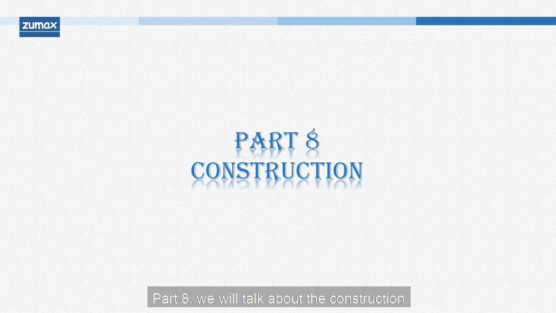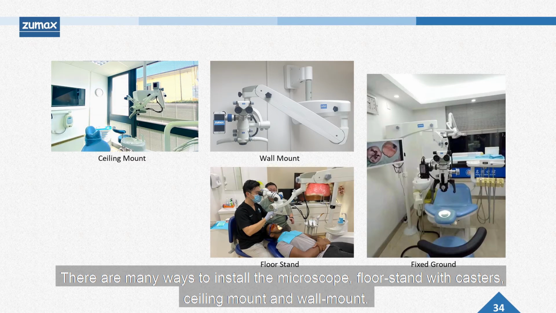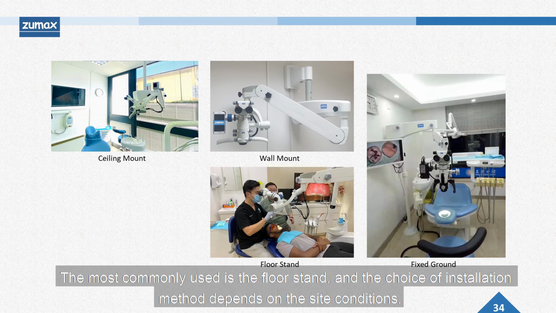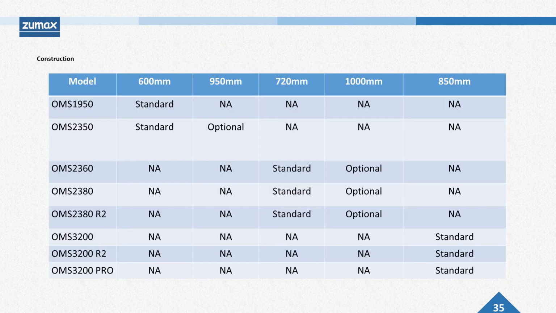Part 8. We will talk about the installation. There are many ways to install the microscope: floor stand with casters, ceiling mount, and wall mount. The most commonly used is the floor stand, and the choice of installation method depends on the site conditions.